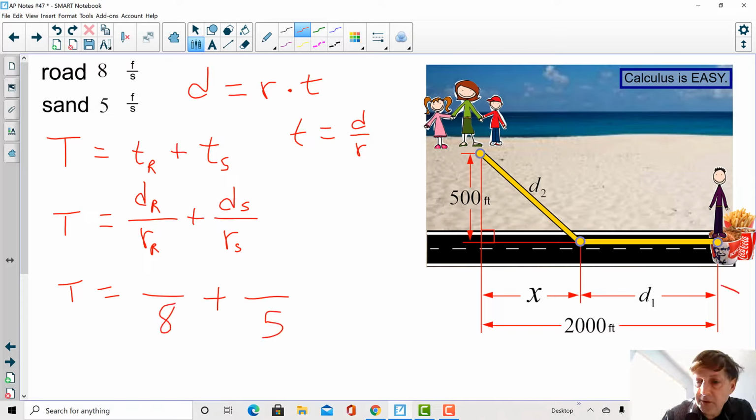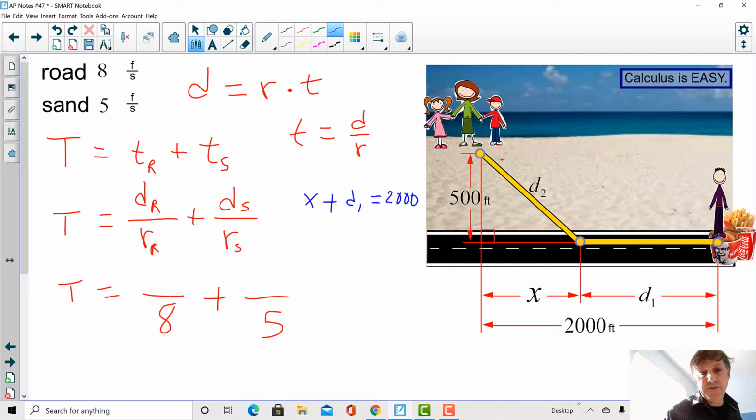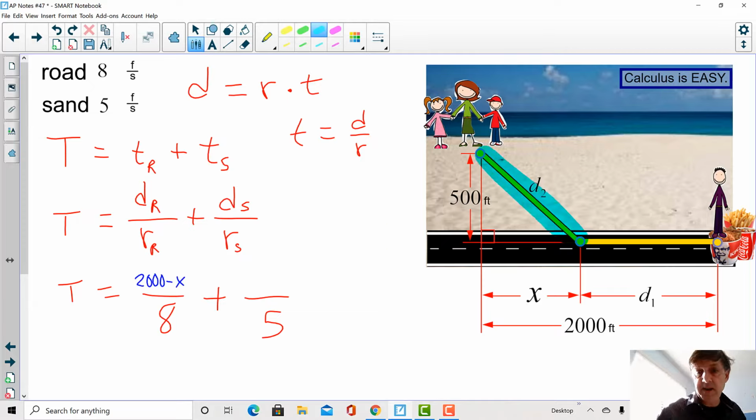The rate for the road is 8 feet per second, and the rate for the sand is 5 feet per second. Now, if you look in the bottom over here, you can see that x plus d1 is 2,000. So if we subtract x from both sides, we get that d1 is 2,000 minus x. And d1 is the distance for the road, so we can replace the distance on the road with 2,000 minus x.